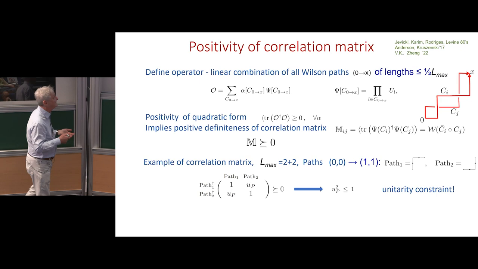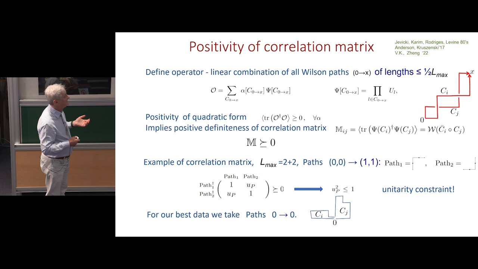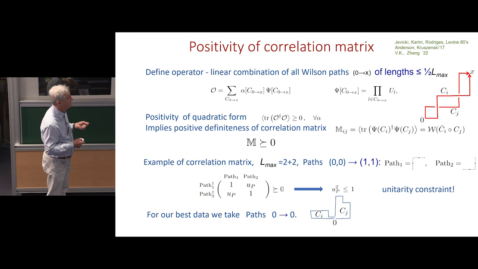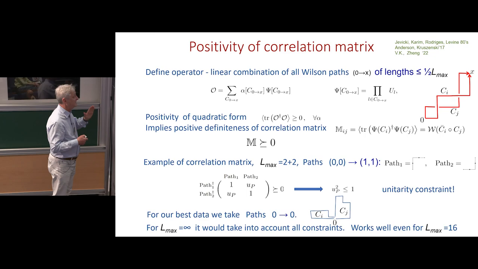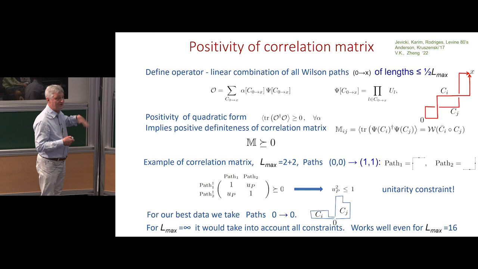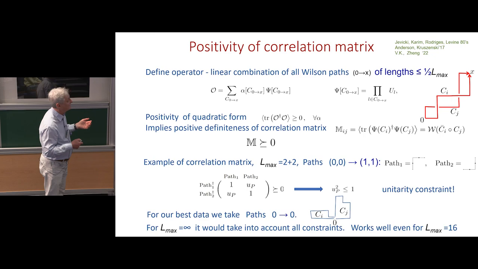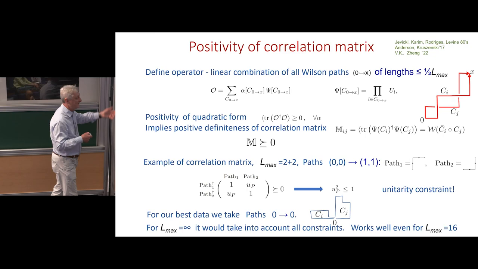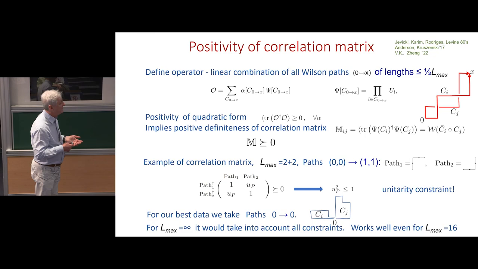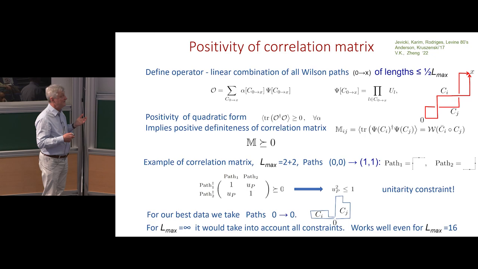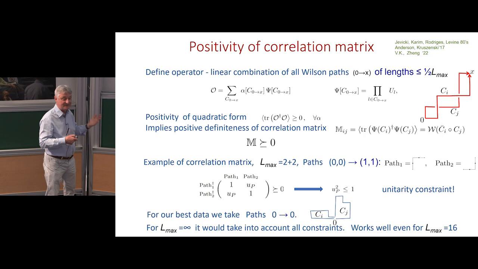For our best data, we take paths only going from 0 to 0. Our correlations consist of paths Ci going here and paths Cj completing it to the same point 0. For Lmax equals infinity, this would exhaust all constraints. Our algorithm should work exactly and perfectly when Lmax goes to infinity. Why? Because of backtracks, you get all possible contours. If this contour would go the same way as this, this part will cancel, and you get arbitrary contours this way. Even for Lmax equals 16 it worked very well for us, and we noticed that trying different x from zero doesn't improve much the precision of our inequalities.